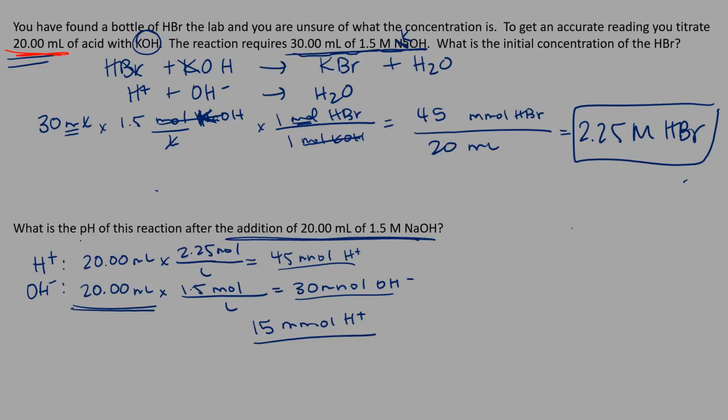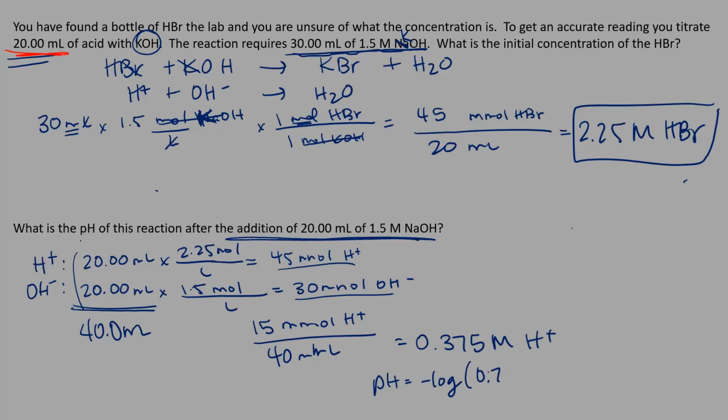And I have a total volume of 40 milliliters. So I'm going to divide that by 40 milliliters, and I get 0.375. Then to find the pH, I take the negative log of that, and it ends up being 0.37. That might seem really low, but if you take the negative log of 2.25, you get negative 0.35. So the pH has come up, if this would have been the pH of the original acid.